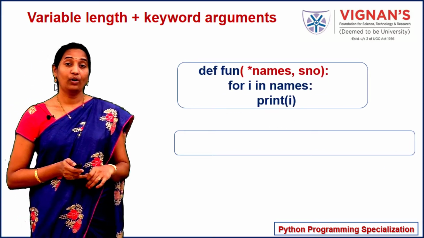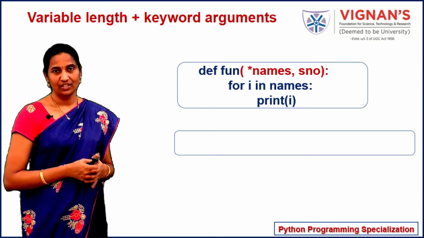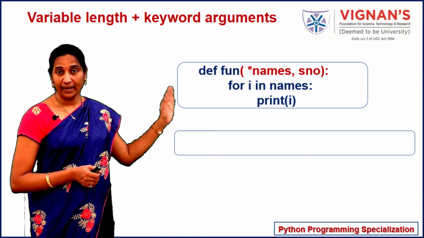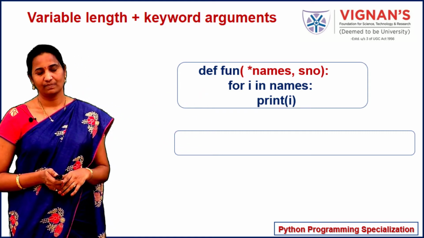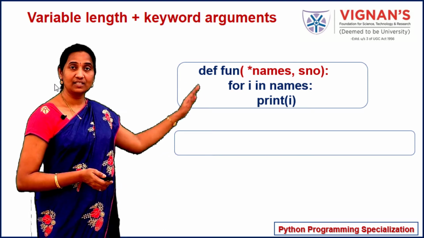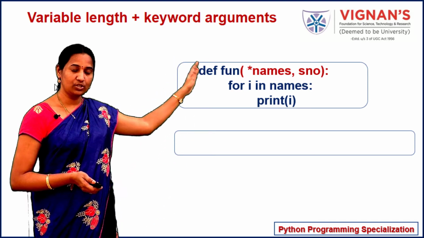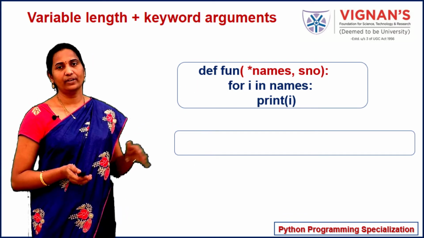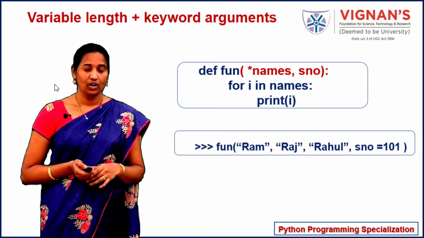Now let's see how we can combine the variable length arguments with the keyword arguments. Of course, you can define a function in Python by combining the variable length arguments with the keyword arguments. So let's see how we can do that. Consider this function definition which has names as a parameter, defined as the variable length parameter, and SNO is the normal parameter, right? So I'll be using that as a keyword argument.